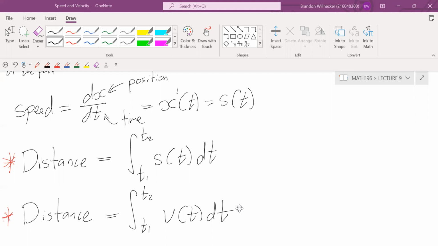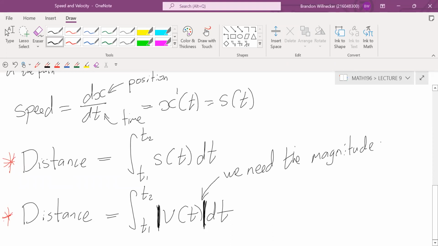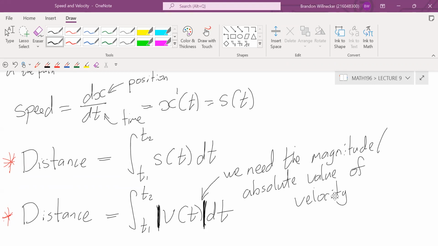So what we need to do is put absolute value over the velocity. If we want to find the distance and we're given the velocity, we need the magnitude, or the absolute value, of velocity. Because we want to sum up the total length traveled. We're not interested in whether you went left or right. The direction doesn't matter. We still add up the path that you take. Okay, are there any questions about that?